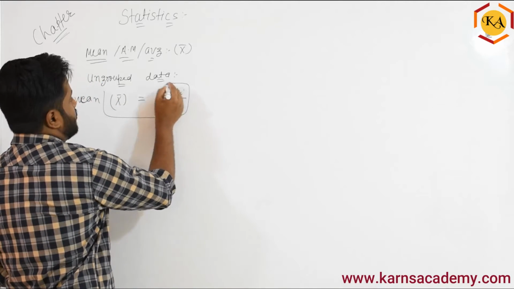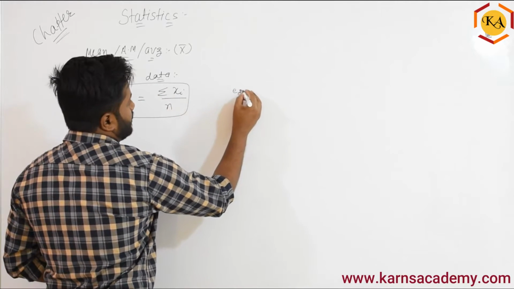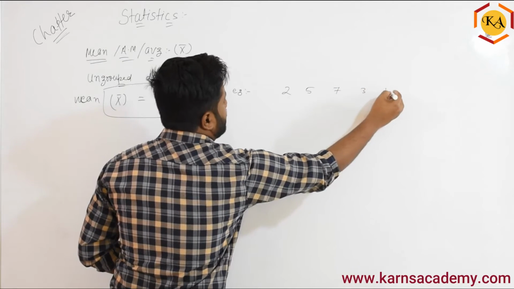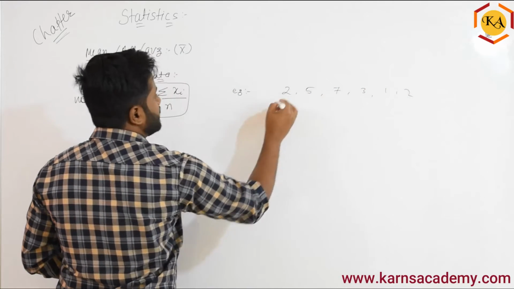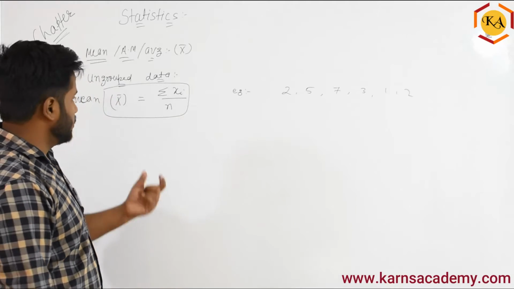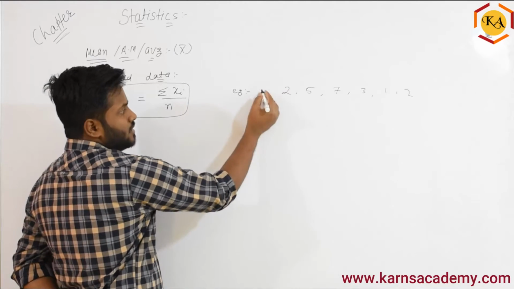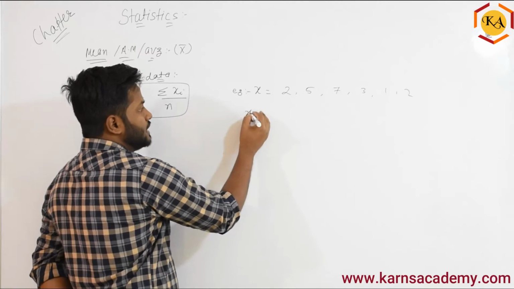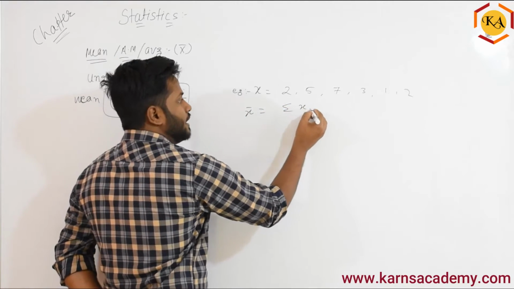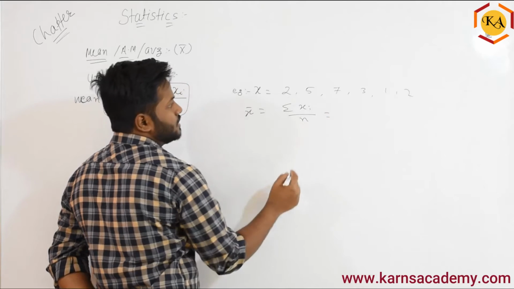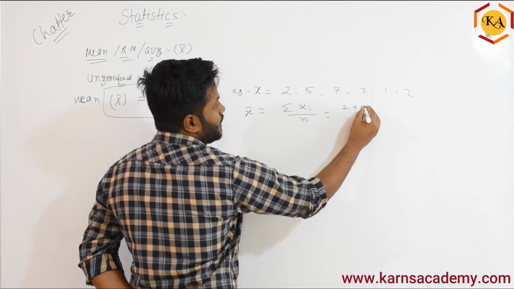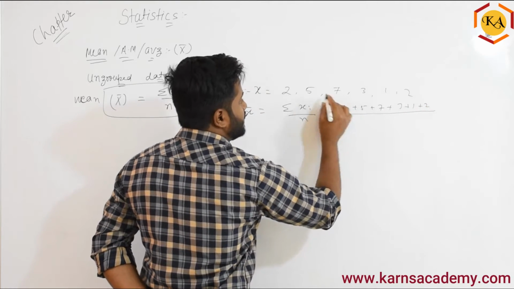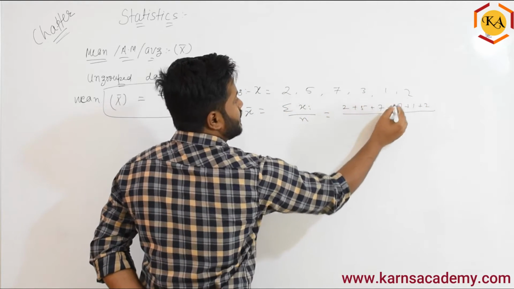So we have this formula example. Let's assume they have given 2, 5, 7, 3, 1, 2, something like that, right? This is ungrouped data. So according to the formula, this is nothing but your x values. We will assume that. So mean says summation xi by n, which is nothing but 2 plus 5 plus 7 plus 3 plus 1 plus 2 divided by 1, 2, 3, 4, 5 and 6.